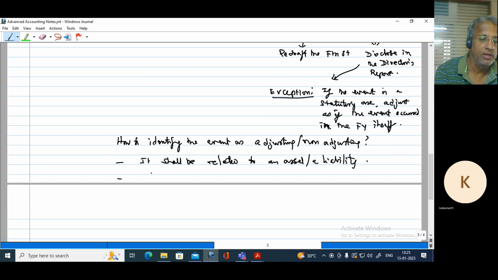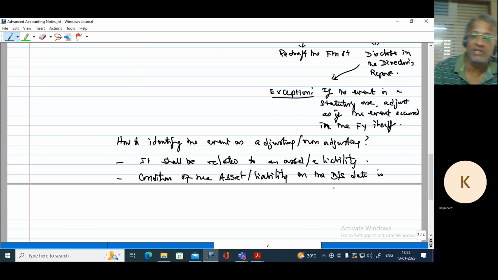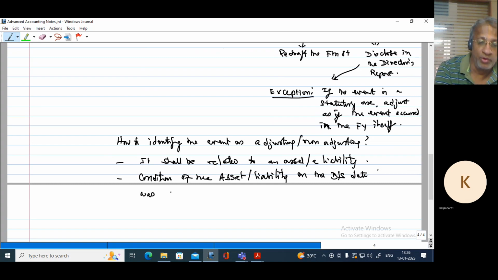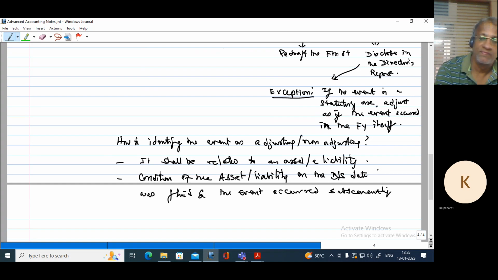Second, the condition of the asset or liability on the balance sheet date was fluid, and the event that occurred subsequently confirms the state of the asset.